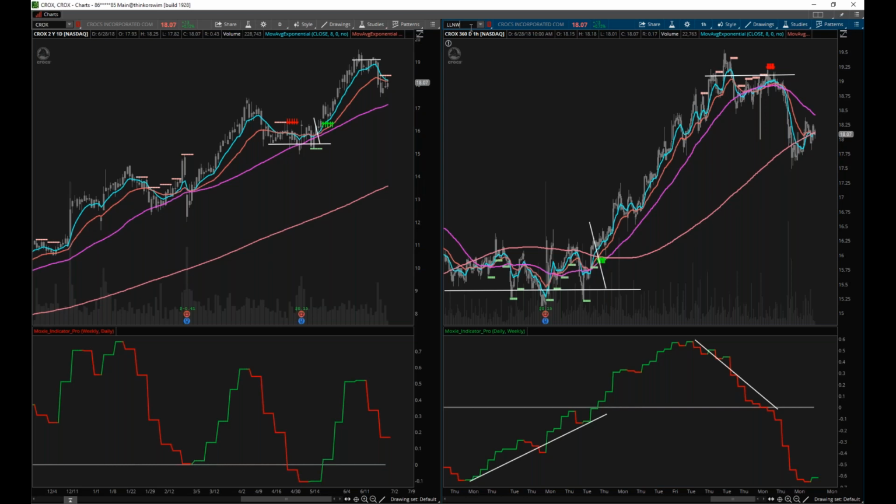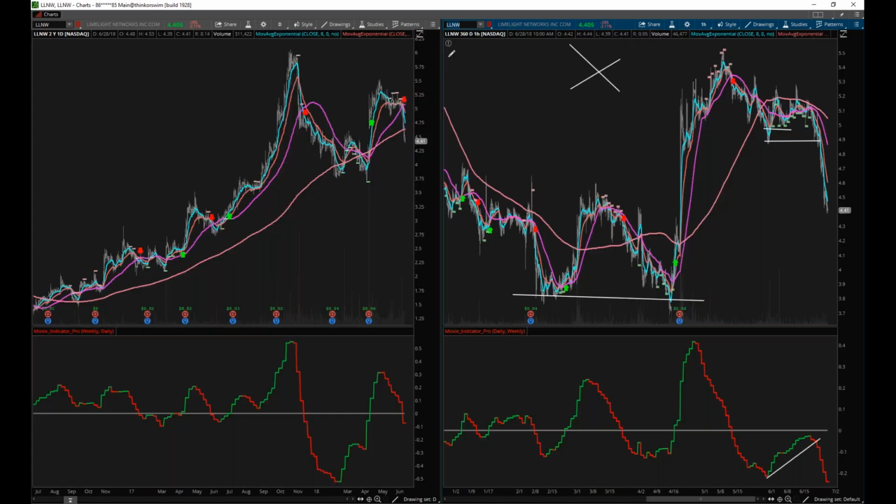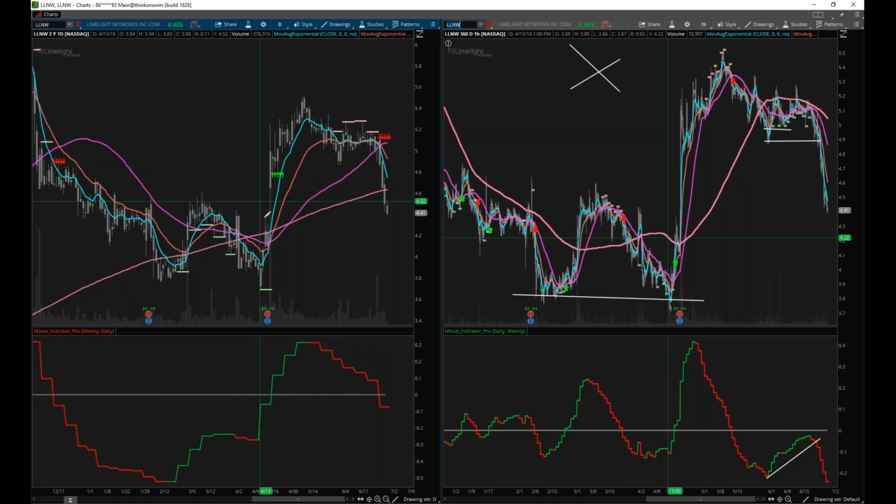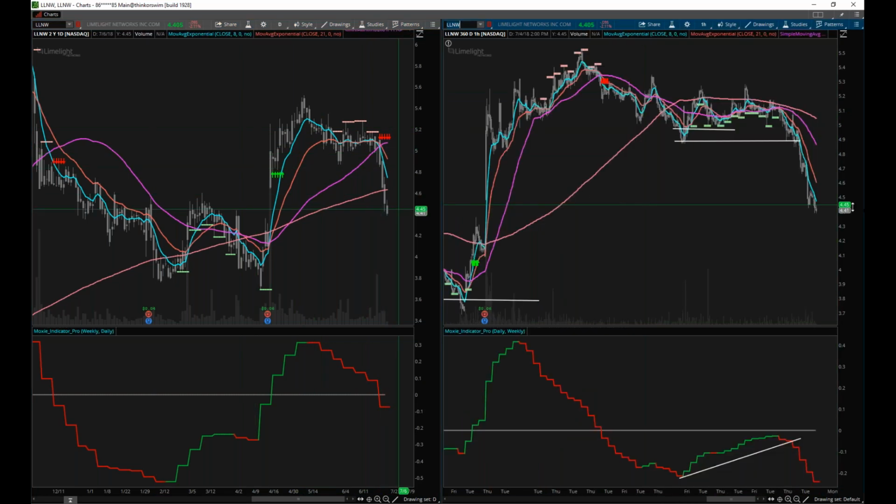Now, LLNW was one that I was stalking for exactly the same reason as Crocs. Here's where it had a good pop on earnings. It seems like it should be great. It looks like it could be flagging into the daily 50, and I'm looking for this thing to bounce off of the daily 50, and I'm looking for a confirmation on the lower time frame if that's going to happen.